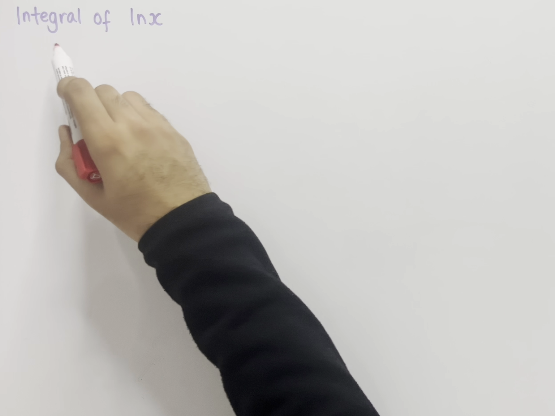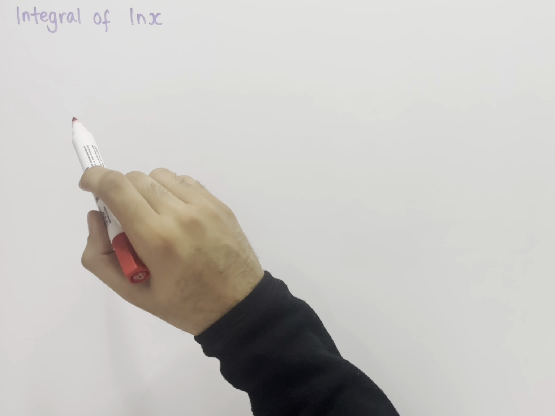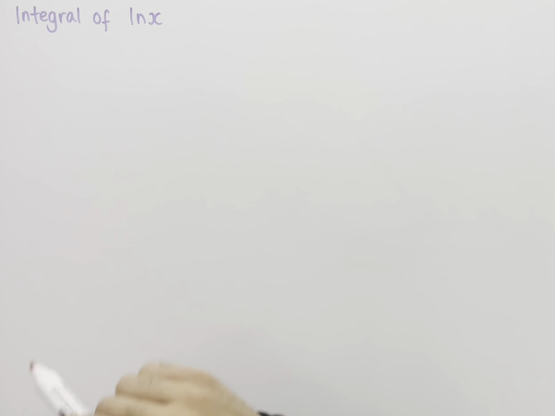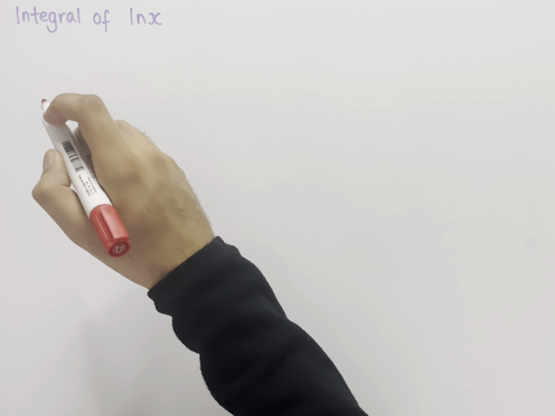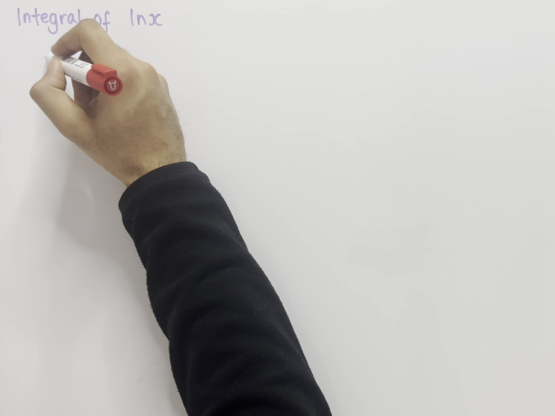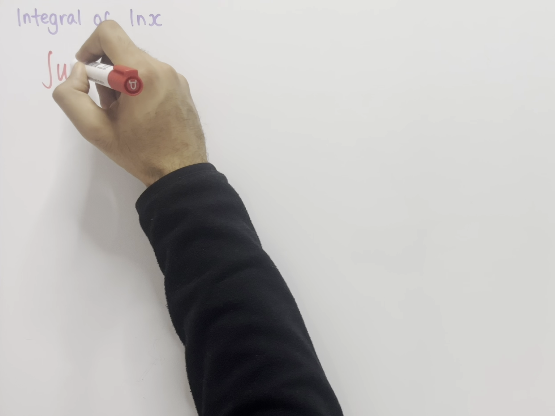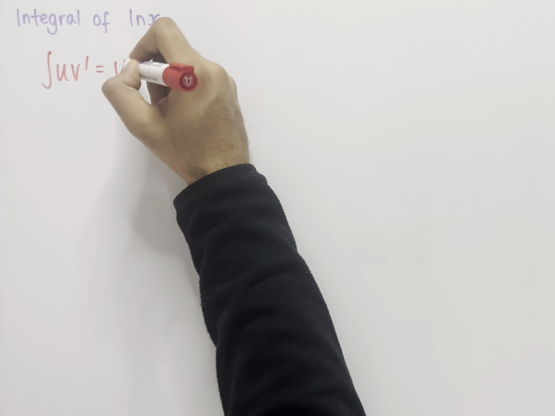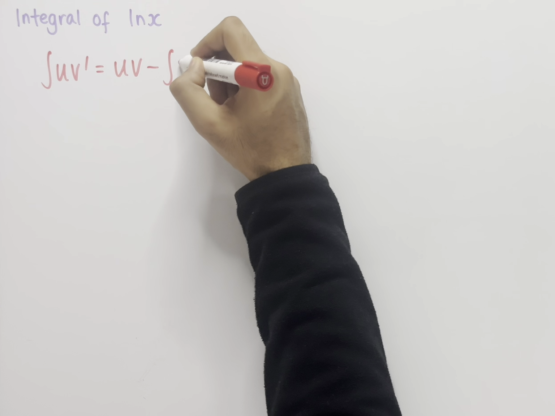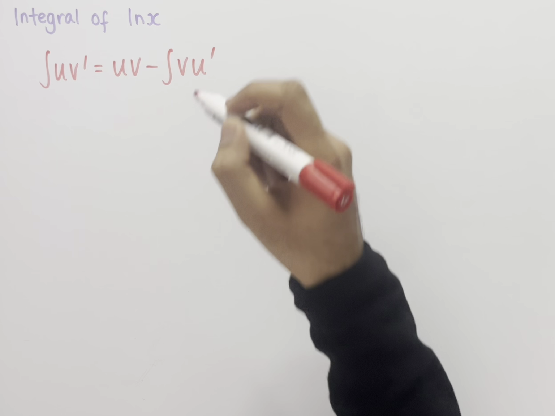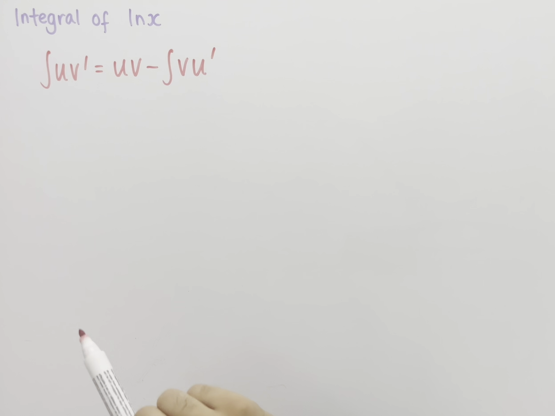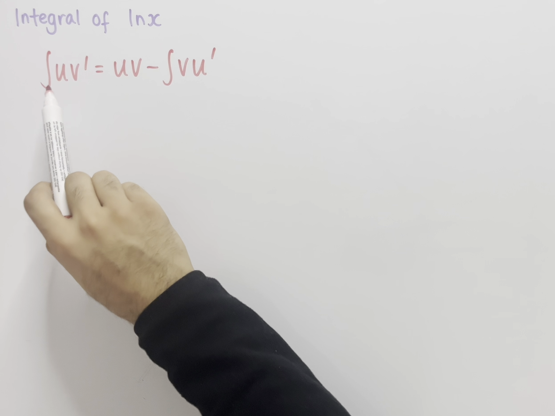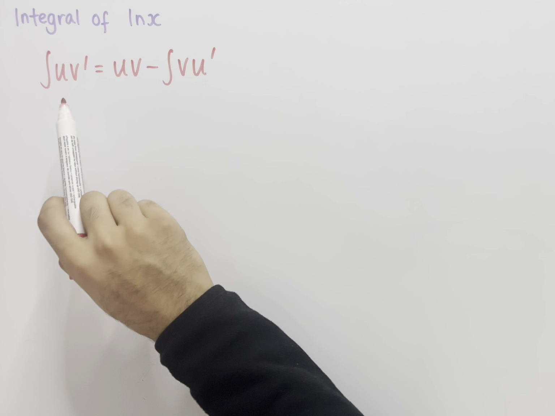Let's look at the integral of ln x, or the natural log of x. Now this integral is a special case of integration by parts, and the integration by parts formula is given by the integral of uv dash is equal to uv minus the integral of vu dash, where we have the product of two functions, where one of them we label as u and the other function we label as v dash.